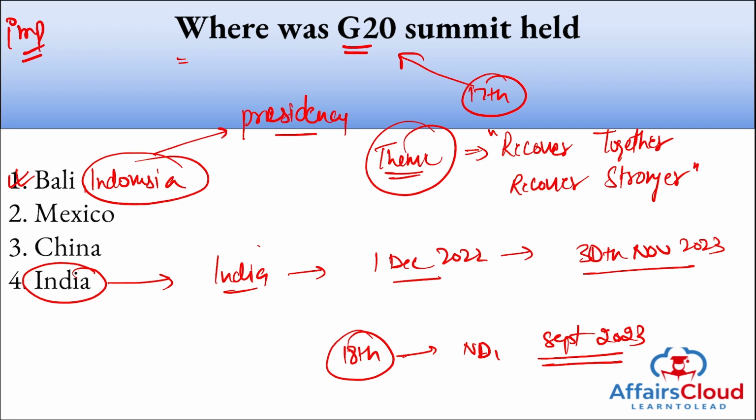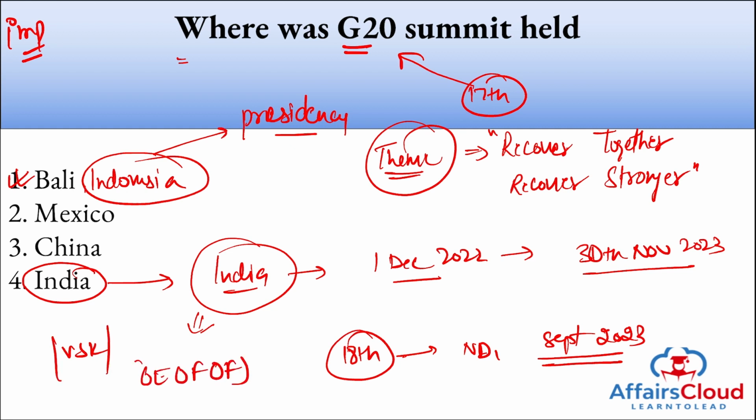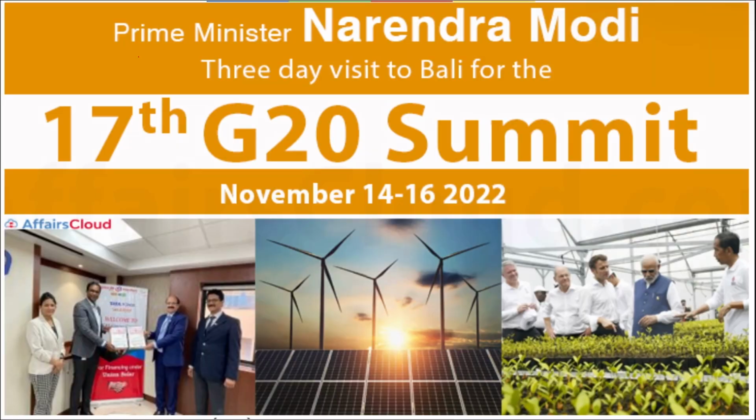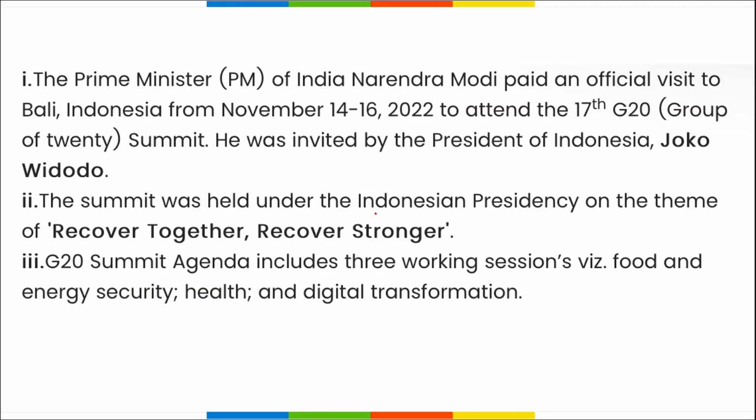Then, what is the theme of the G20 Summit that India is presently hosting? It is Vasudhaiva Kutumbakam, or One Earth, One Family, One Future. Remember, either of them can be given as an option in the question. Prime Minister Narendra Modi visited Bali on a 3-day visit for the 17th edition of the G20 Summit held in Bali, Indonesia. India will now have the presidency of G20, and the theme of the Indonesia G20 was Recover Together, Recover Stronger.